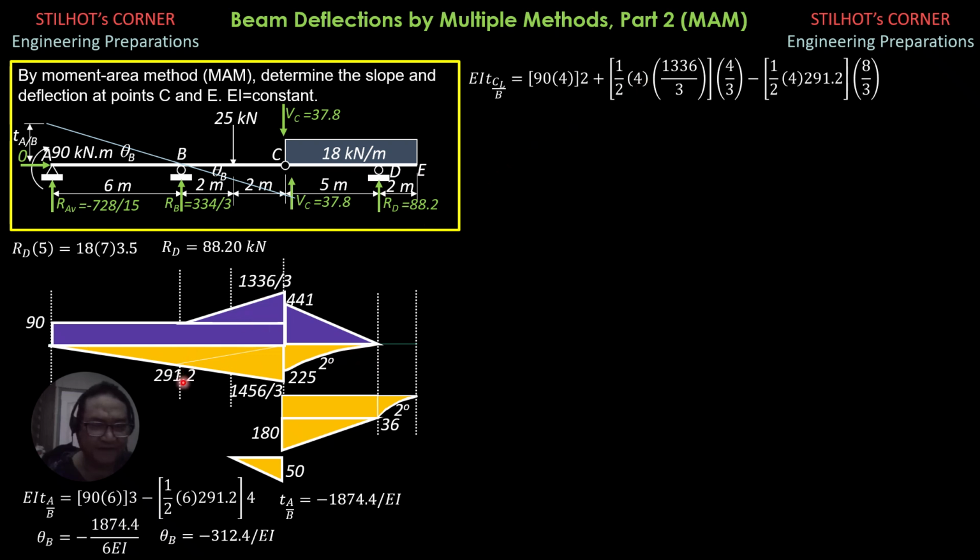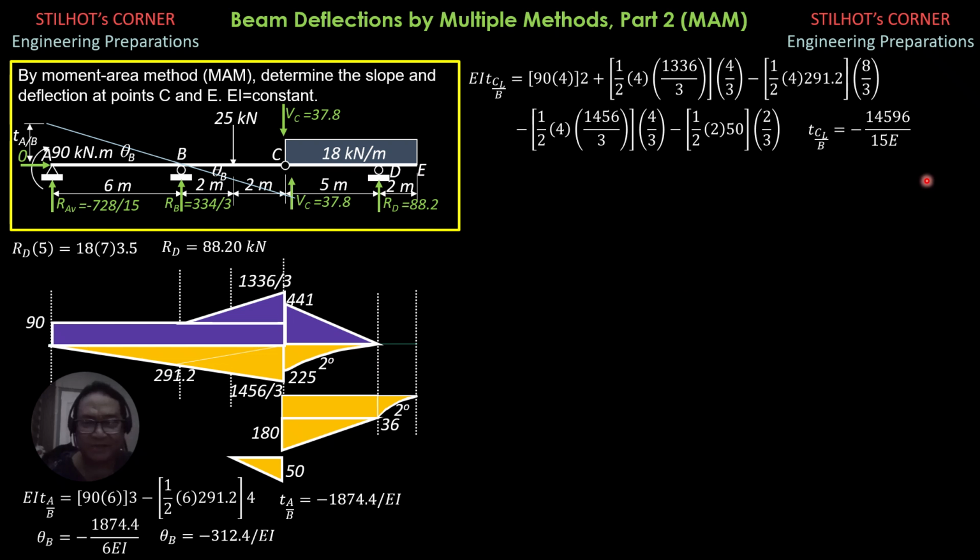Then minus, let's divide this trapezoidal area here into two parts, this small triangle and this big triangle. For the small triangle, minus 1/2, 4 times 291.2, then 2/3 of 4 is 8/3. Then for the big triangle, 1/2 of 4 times 1456 over 3 times 4/3. Then for this small triangle, 1/2 of 2 times 50, 1/3 of 2 or 2/3. So calculating, the deviation of C left relative to B is negative.